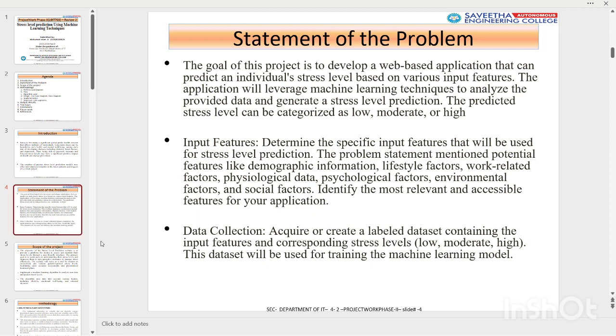And data collection: acquire or recreate a labeled data set containing the input features and the corresponding stress levels such as low, high, and moderate. This data set will be used for training the machine learning model.